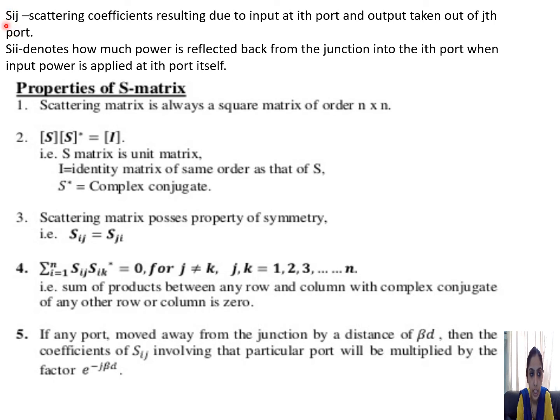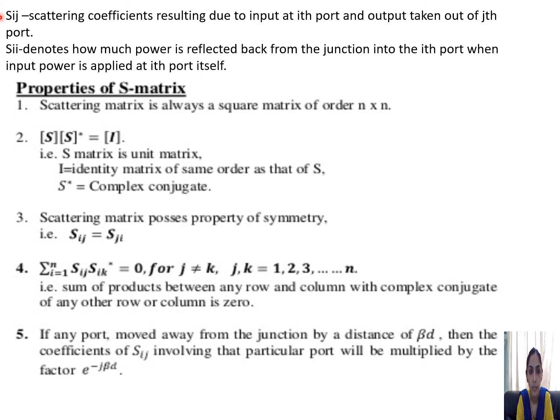So generally if you are writing Sij, it indicates what? We are giving input at the ith port and output we are taking out of the jth port. That is what is written. S is the scattering coefficients, resulting due to input at the ith port and output taken out of the jth port. And what is Sii? It indicates the power which is reflected back from the junction into the ith port when the input power is applied at the ith port itself.